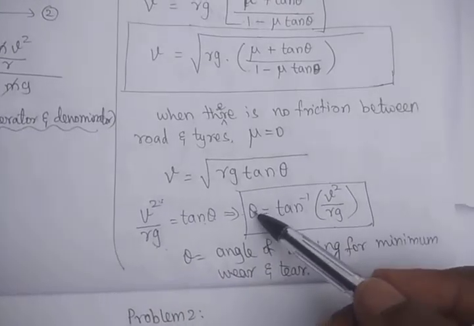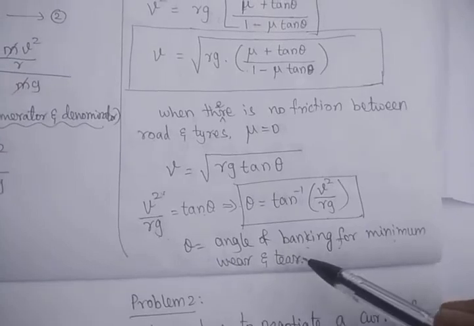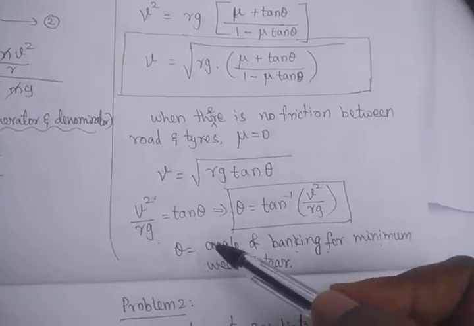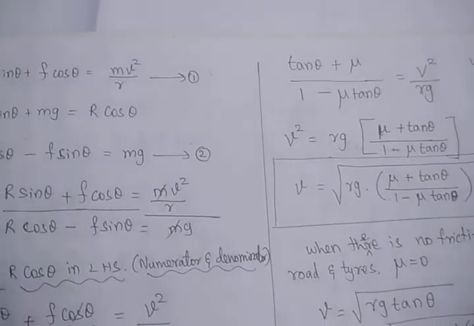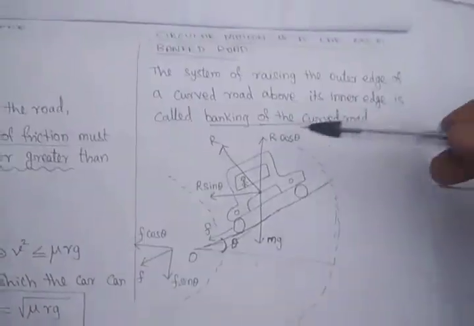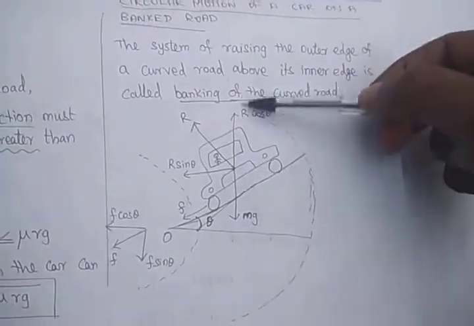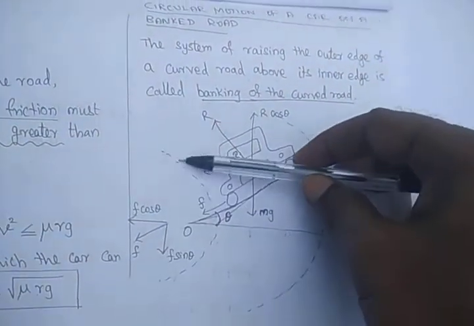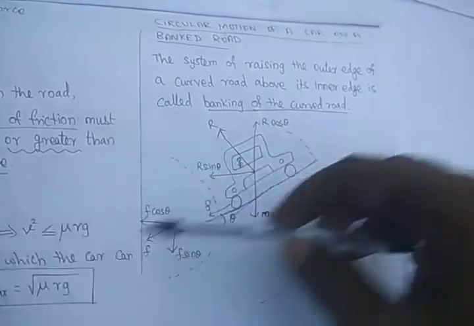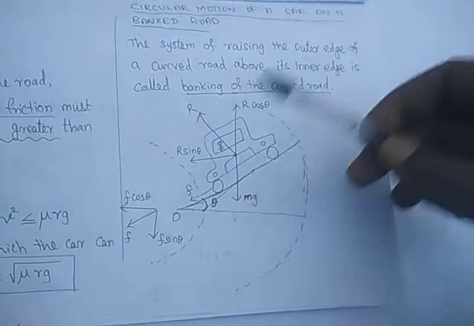This angle theta is called the angle of banking for minimum wear and tear. So if the angle is not this angle, what will happen? The car will be upside down while moving on the banking of roads. So in the banking of roads, very simple, R is resolved into cos theta and sin theta. F is resolved into cos theta and sin theta. So R sin theta and F cos theta move towards the center, and R cos theta and F sin theta will be acting against mg.